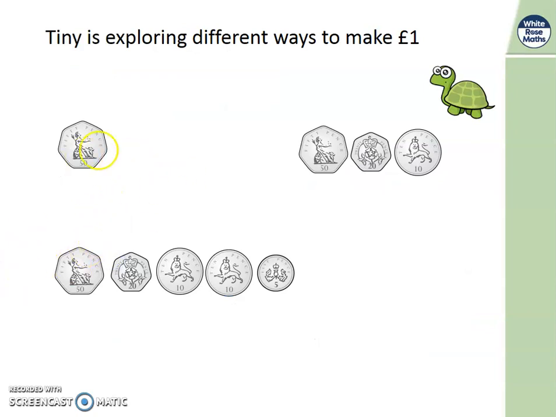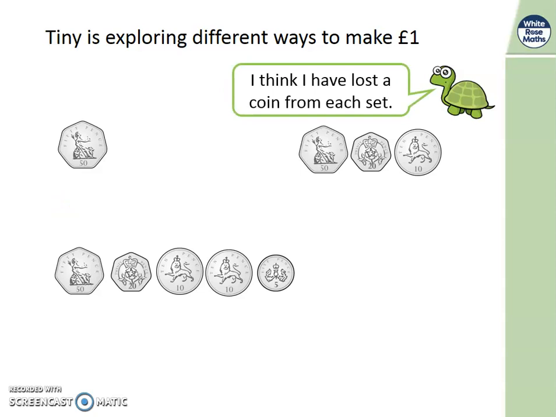Tiny is exploring different ways to make £1. You can see the coins he's laid out already. Uh-oh. He says, I think I've lost a coin from each set. Which coin is he missing from each set? Have a think. See if you can work it out and come back and check your answers. Have you worked it out? Let's check.